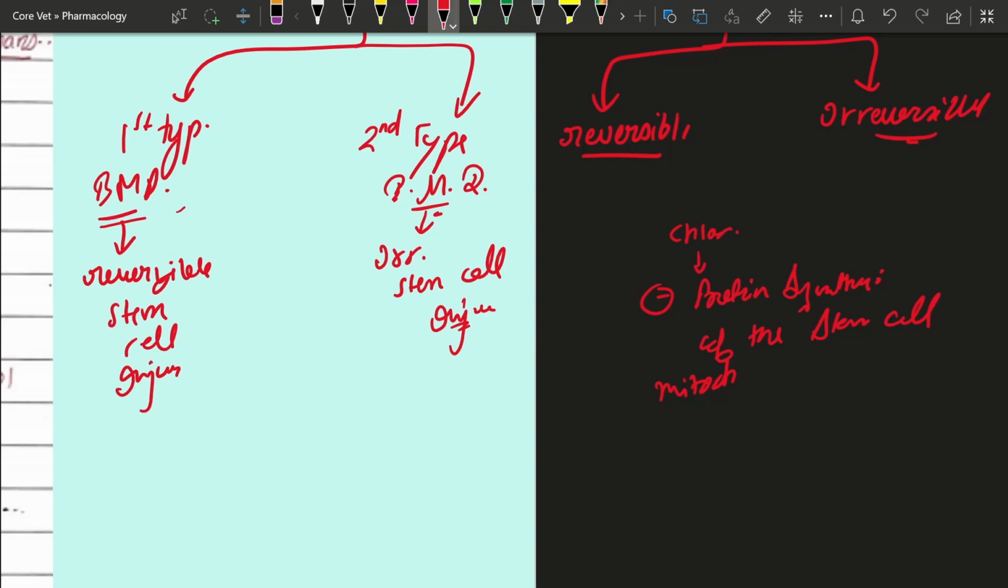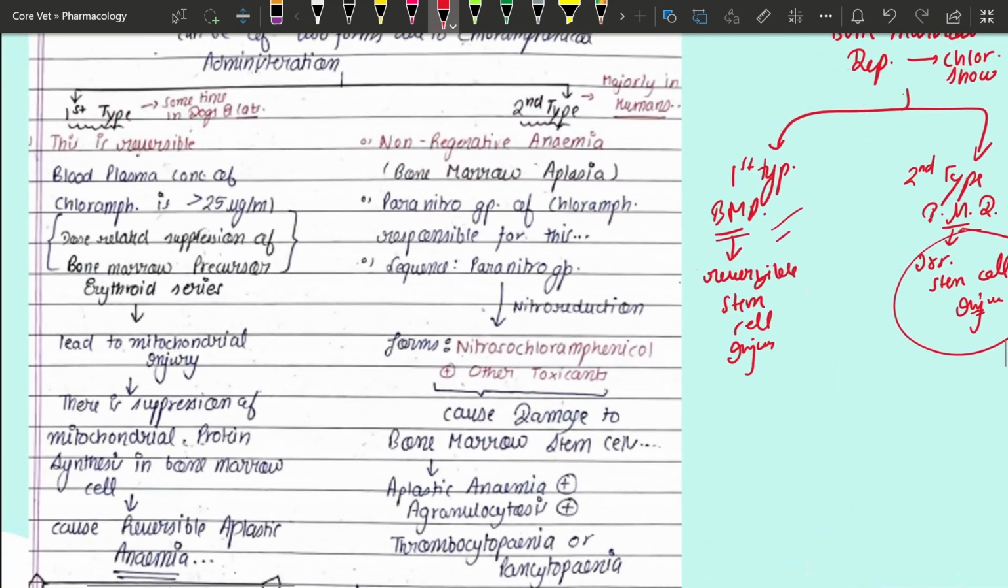So the primary type of bone marrow depression is the reversible stem cell injury, while the secondary type is the irreversible cell injury. Let's look in detail. The primary type is more important in animals, and the secondary type is majorly the concern in humans. We talk about non-regenerative anemia, and it leads to what? The reversible. Okay, it is regenerative anemia. If you have the first type of bone marrow depression due to chloramphenicol, it could be reversed, but the second type can't be reversed.